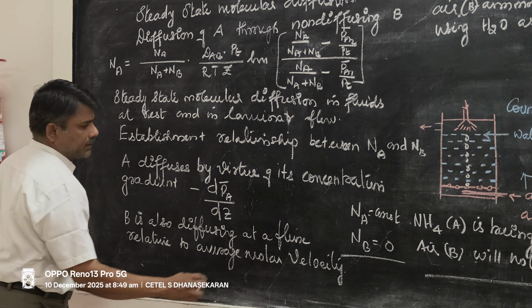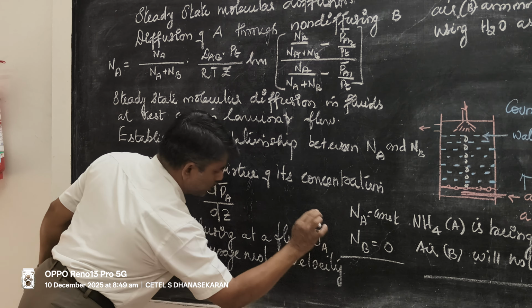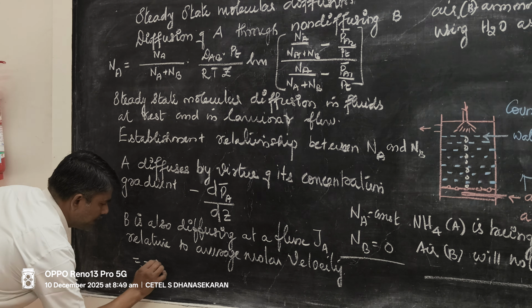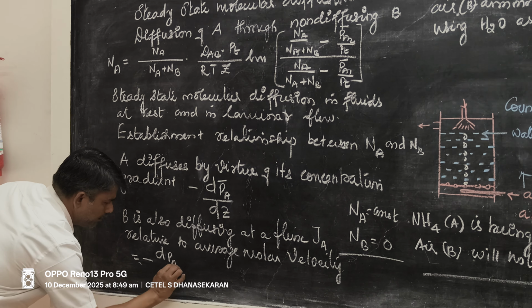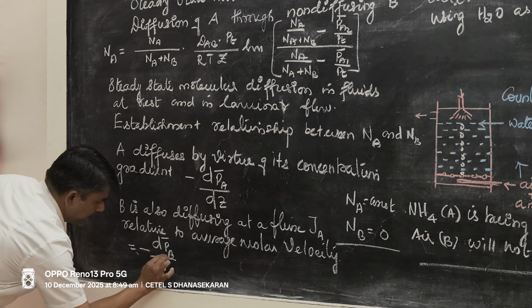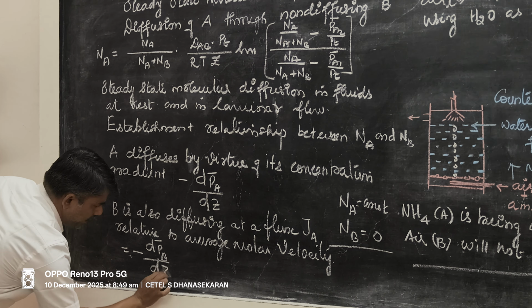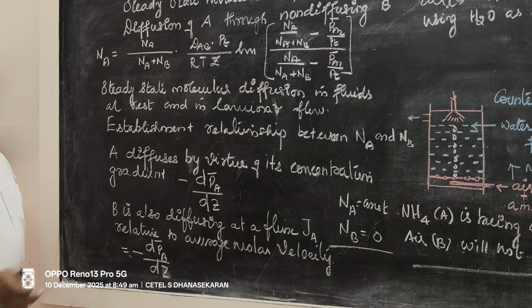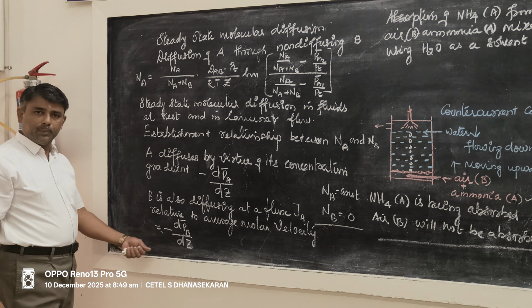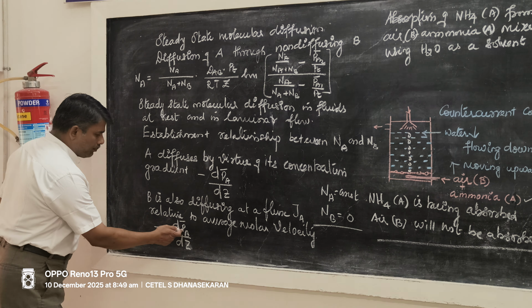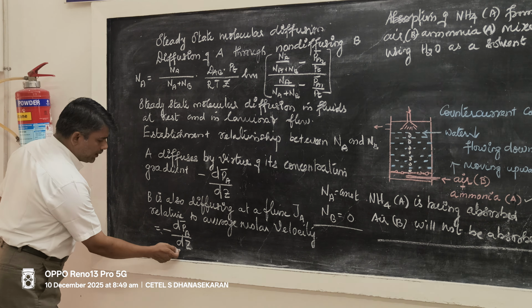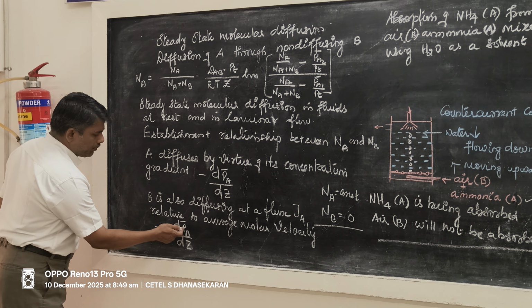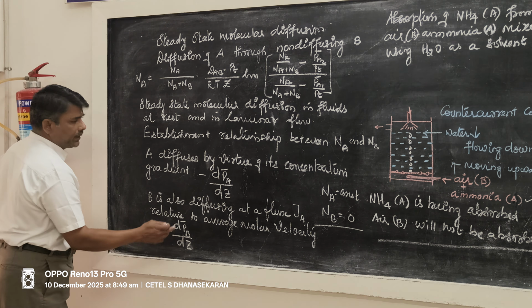Clear? This flux JA is equal to minus dPB bar divided by dz. Clear? dz, which depends on the differentiation of PA bar divided by dz, differentiation of PB bar divided by dz.